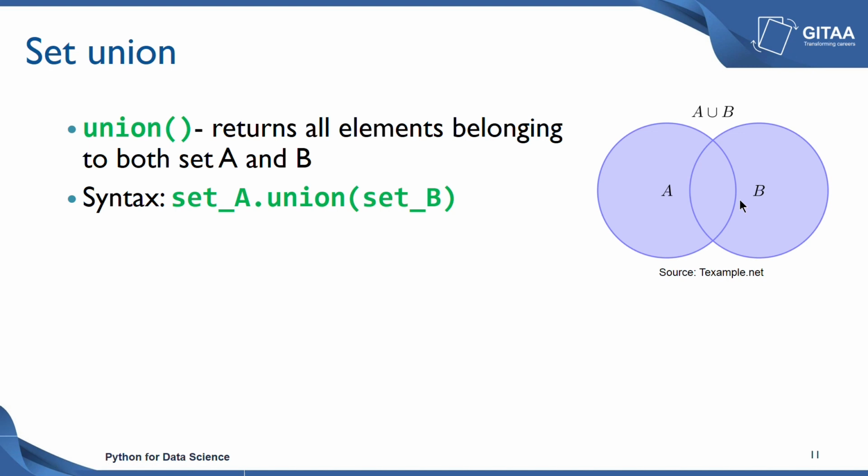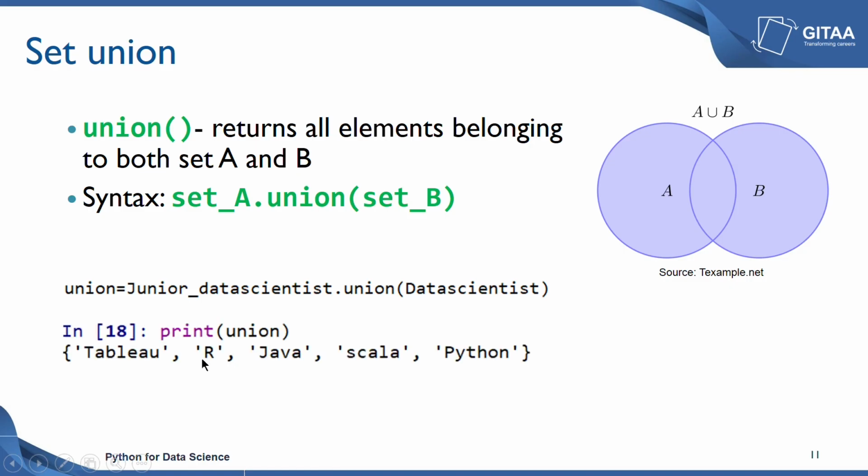The syntax is set_A, which is junior_data_scientist, dot union, set B. I am storing the command in a variable called union, equal to junior_data_scientist.union(data_scientist). It returns the output Tableau, R, Java, Scala and Python. So it combines all the elements in both set A and set B.